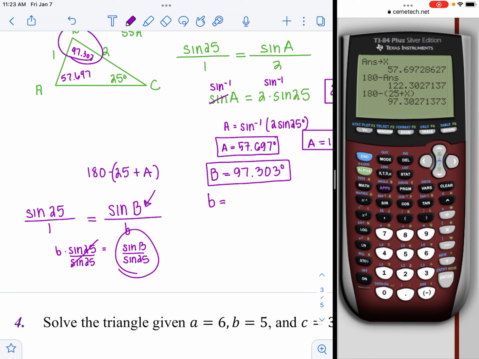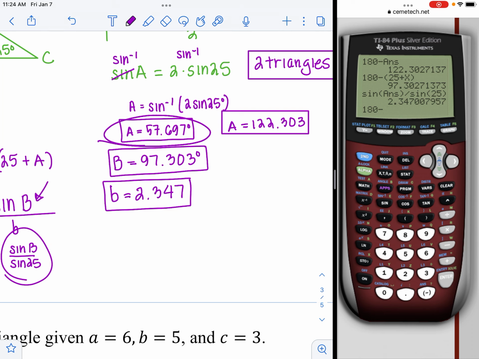All right, now I need to go back to my second triangle. So now I need the 122.303 on my screen. Remember how I got that 122.303? I got it from doing 180 minus this. So I'm going to do 180 minus X, and my 122.303 is going to come back up on the screen. I'm now going to store this as X, as my new X, so I can use it.